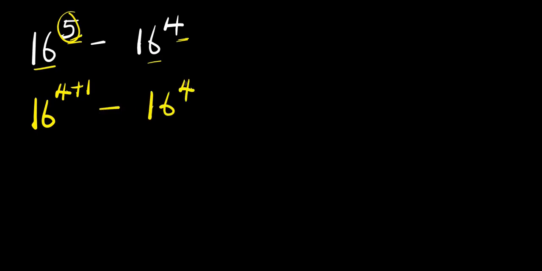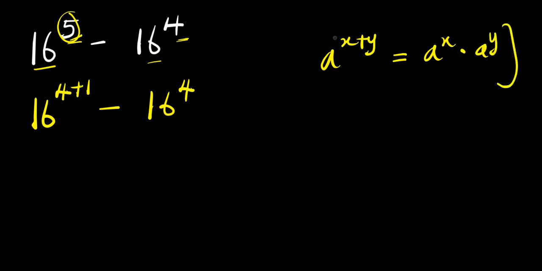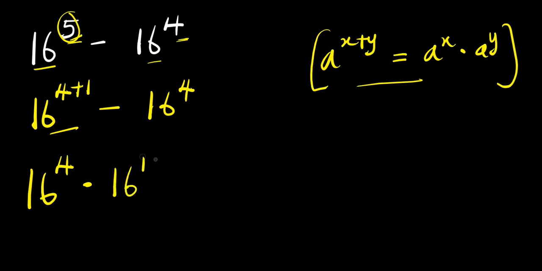minus 16 power 4. Now if you have a to the power of x plus y, this equals a power x times a to the power of y. So applying this right here, we'll have 16 to the power of 4 times 16 to the power of 1 minus 16 to the power of 4.